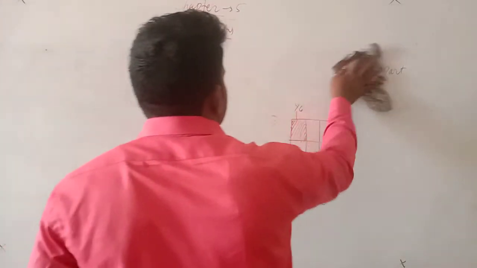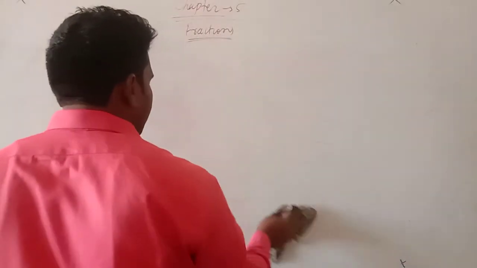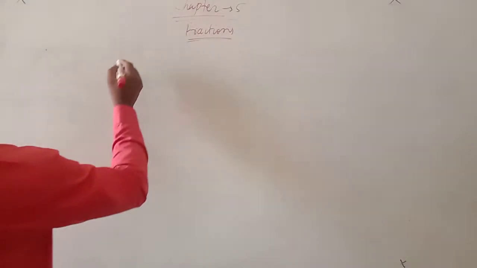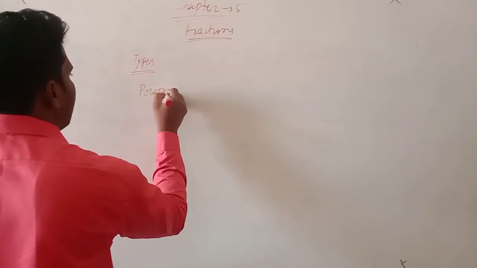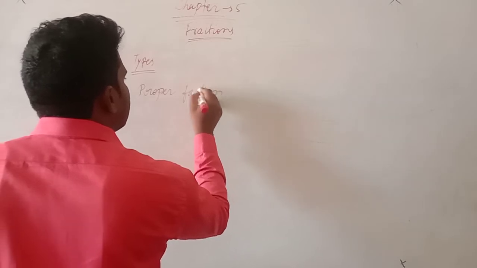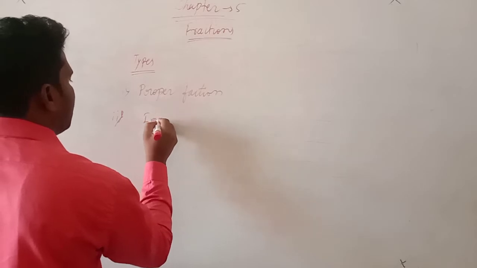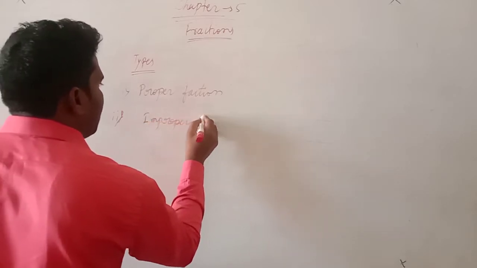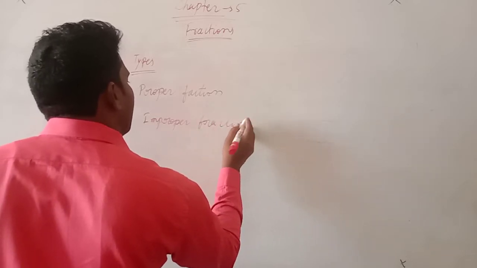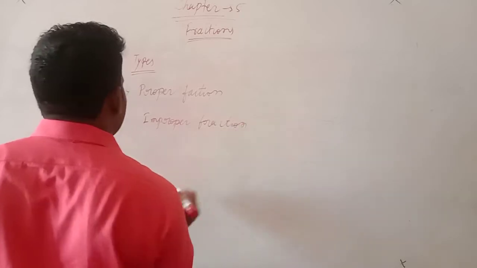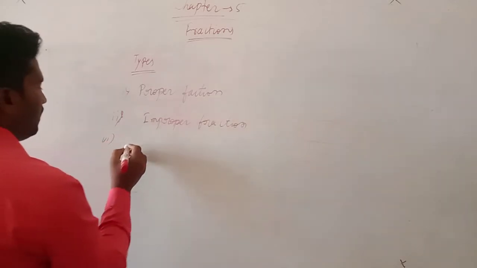So, types of fractions. How many types are there? There are 6 major types, but mainly there are 3 types. First one is proper fraction. Second one is improper fraction. Third one is mixed fraction.